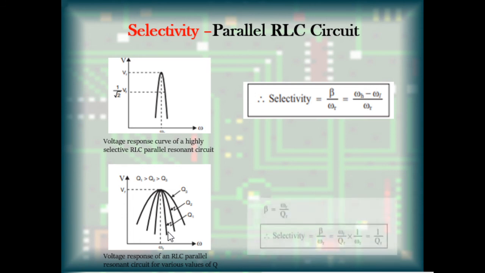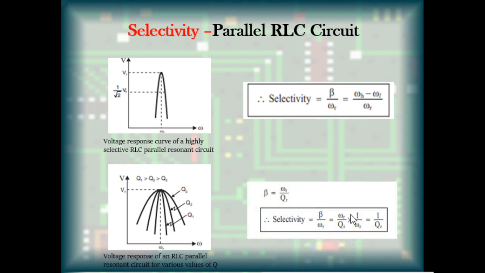So selectivity is inversely related to the quality factor. You already know what beta is, right? It is going to be omega R by QR. So from this you can also write selectivity is equal to beta by omega R. So it's going to be 1 by QR. So when the Q factor is high, selectivity will definitely be small, and so the circuit is highly selective.